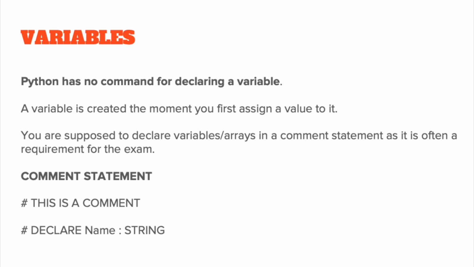However, the exam board still deals with some archaic programming languages like Java, like Visual Basic, and you're supposed to declare variables in exam questions. Now to deal with that, they simply say that for Python, you can declare a variable using pseudocode in a comment statement. Now on screen, you can see an example of how we could use a comment statement to declare a variable. It's that simple, just use the hash key and then declare the variable name as a data type.